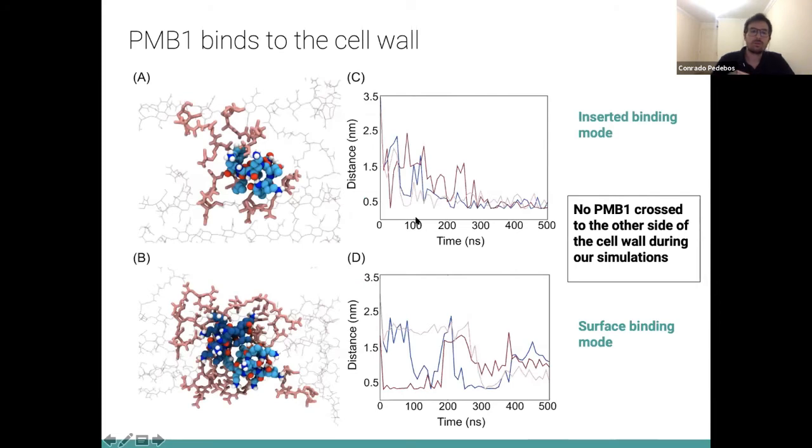Finally, we saw also PMB1 binding to the cell wall. We saw 2 different binding modes. One, which we call the inserted binding mode, where polymyxins inserted between 2 of the glycan strands and brought them closer together, and the other one is the surface binding mode, where polymyxin just attached to the surface of the cell wall and couldn't move much anymore. Unfortunately, no polymyxin crossed to the other side of the cell wall during our simulations, which is a bit frustrating, but it makes sense because the cell wall is quite negative, so it attracts the polymyxins a lot.